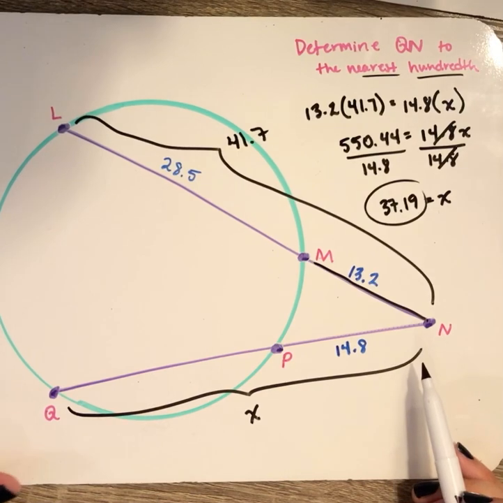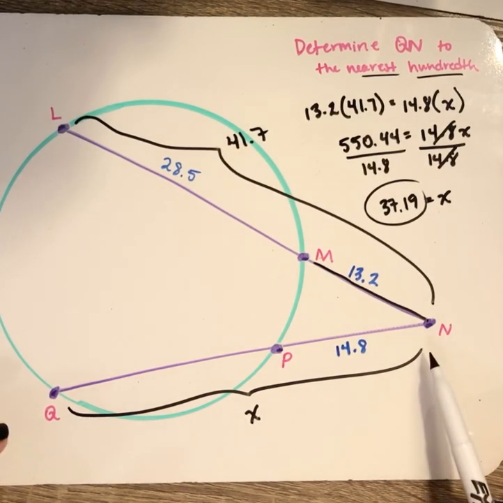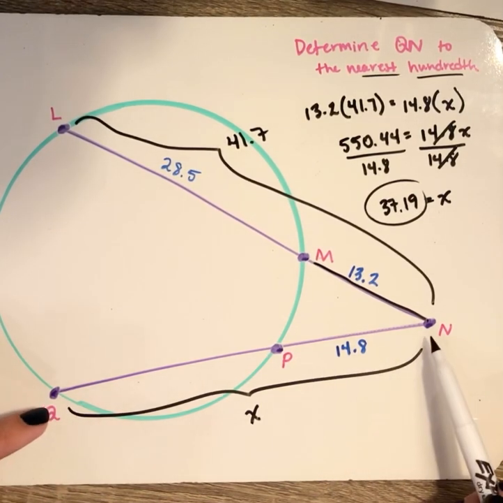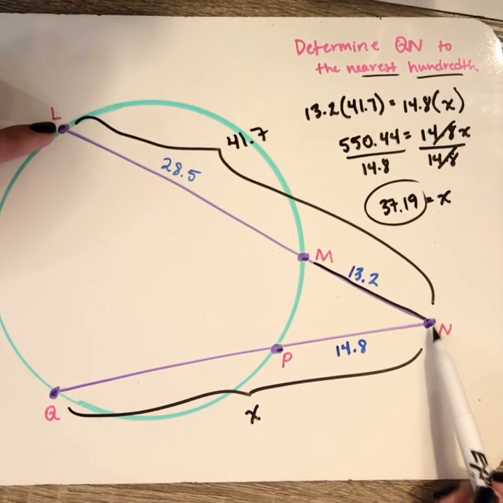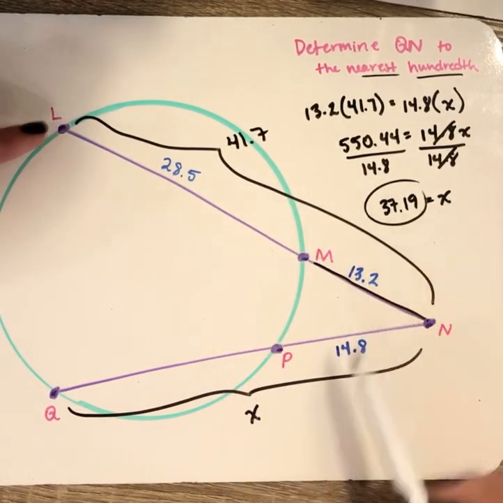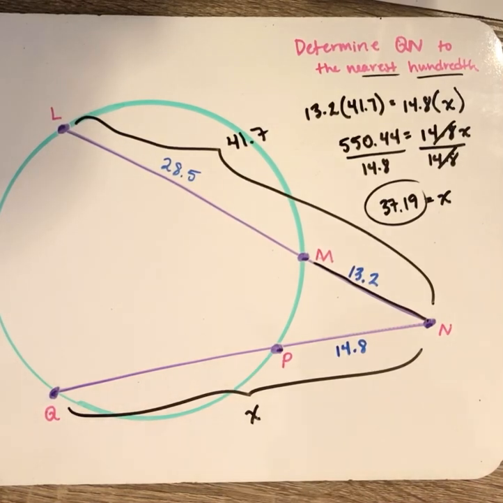Let's check and see if that seems reasonable. Comparatively, sure, 37.19 looks like it should be a little bit shorter than LN, which had a length of 41.7, so that seems like a reasonable value.